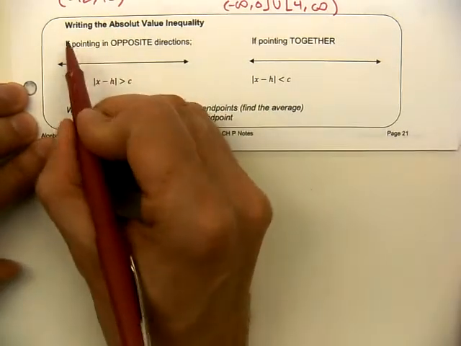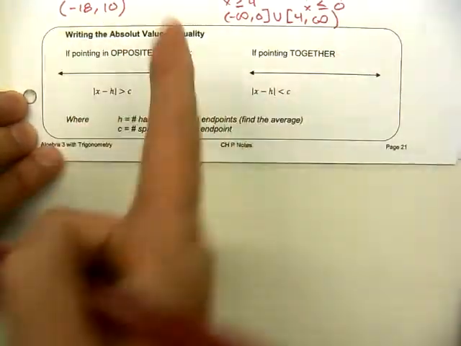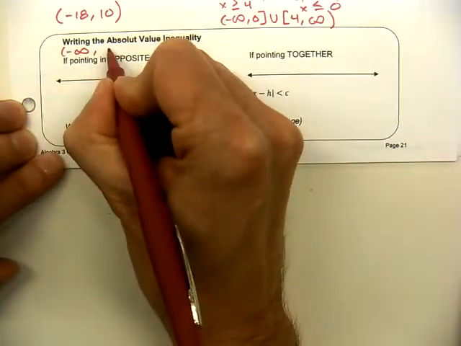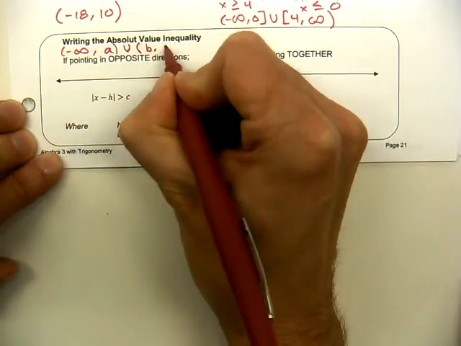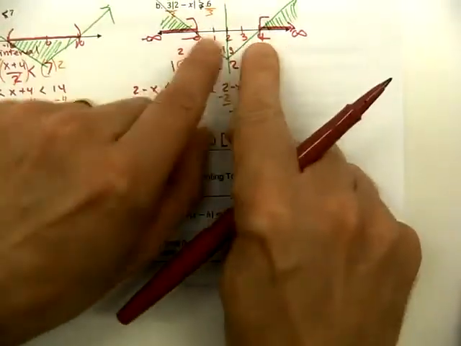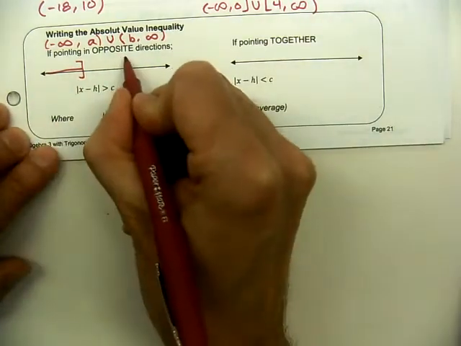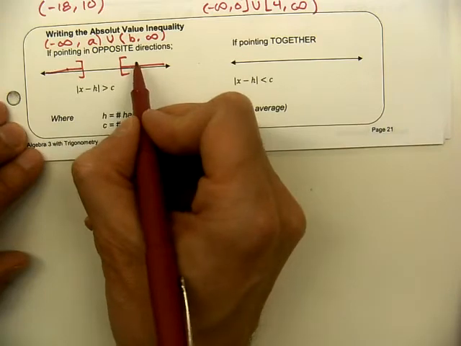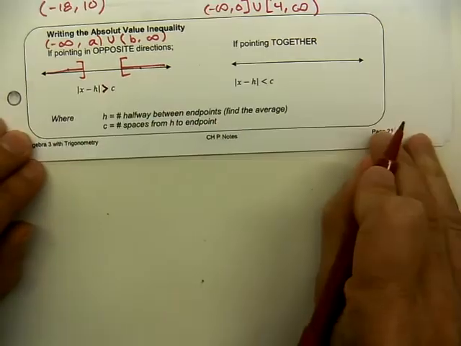So where it says, if pointing in opposite directions, what we're talking about is if I have an interval to the left and I have an interval to the right. Kind of like what you see here. So if I have negative infinity up to some number, we'll just use a as a placeholder, in union with b to positive infinity, what that means is you see a number line that looks like this. You're pointing in opposite directions. So if that's what you see, that means we have two intervals. And if we have two intervals, that's representing where the graph is above the x-axis, and that's how we know to pick the greater than sign.